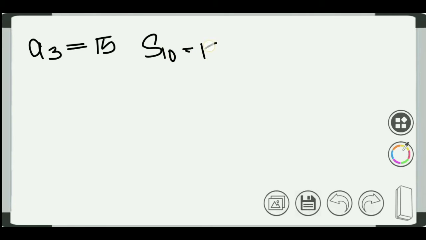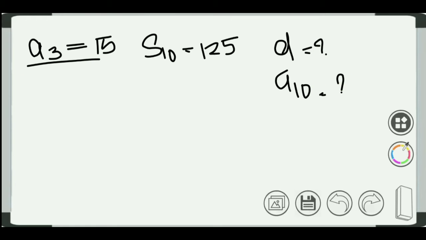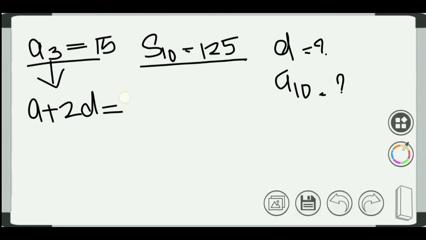So it's given in the question A3, that is third term is given as 15. Okay, S10 is given as 125. You need to find the common difference and also the 10th term. It's easy. You can expand this one, you can expand this one. See, expand A3. What is A3? A plus 3 minus 1 into D, that is A plus 2D equal to 15. Okay, this is your equation number 1.